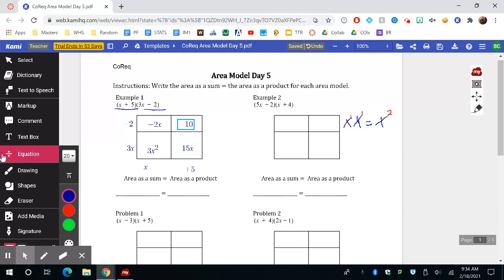Okay, so now to express this area as a sum, we're gonna write everything that we have here. But we do need to combine the like terms. And the like terms that I have there are the negative 2x and the 15x. So I'm going to do this.